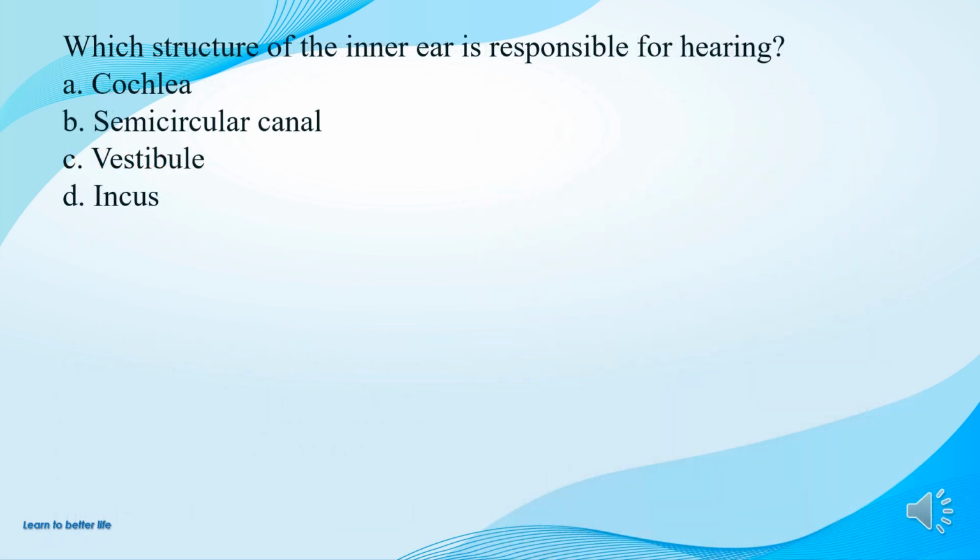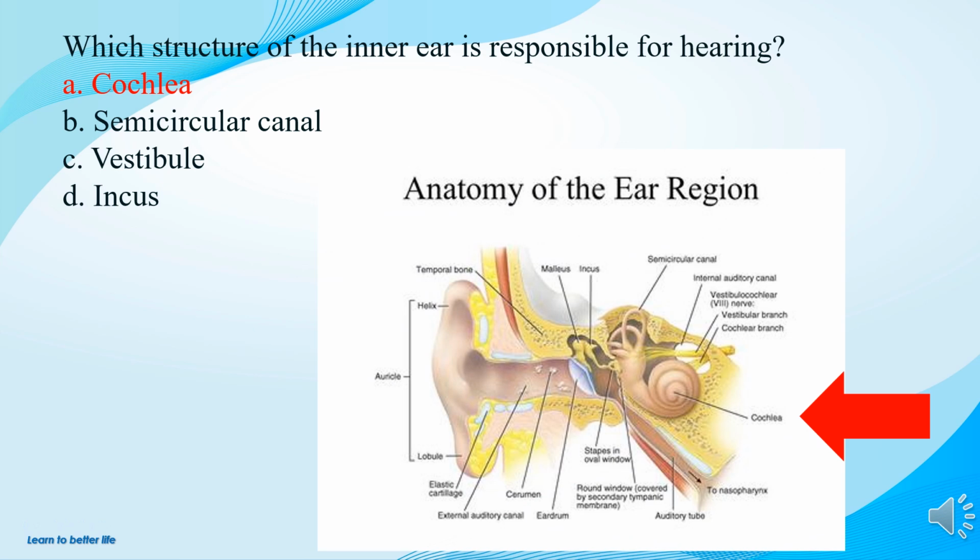Which structure of the inner ear is responsible for hearing? A. Cochlea. B. Semicircular canal. C. Vestibule. D. Incus. The answer is A. Cochlea.